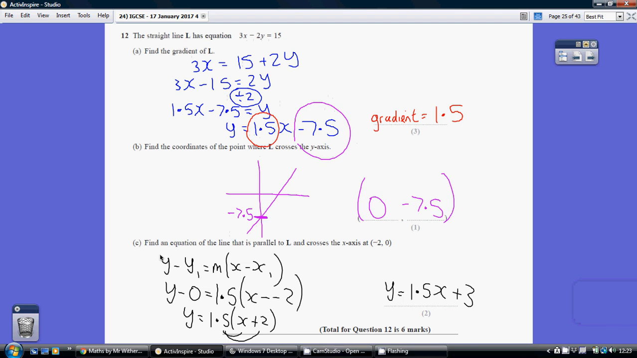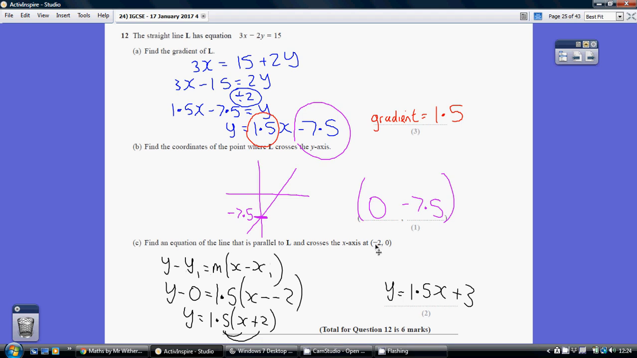Now for part C, we've got to find an equation of the line which is parallel to L and crosses the x-axis at minus 2, 0. So I think for this it's best to use the formula y minus y1 equals m(x minus x1), where m is the gradient. Given that the line is parallel, it will have the same gradient, so the gradient must be 1.5. And x1, y1 represents any point on the line, and our point is minus 2, 0.